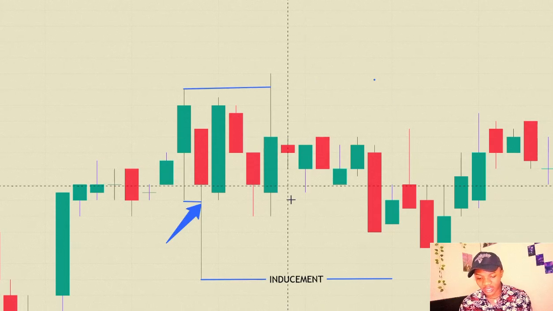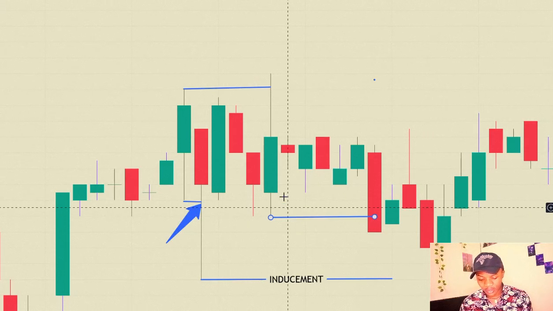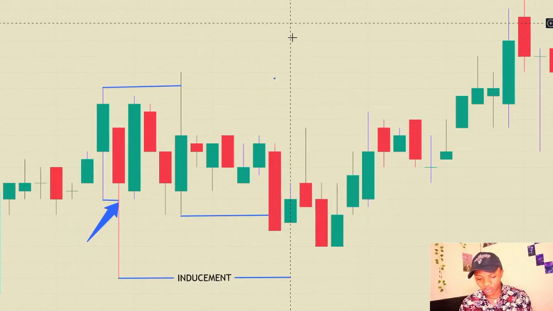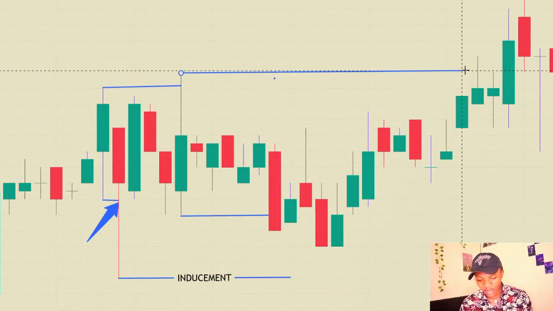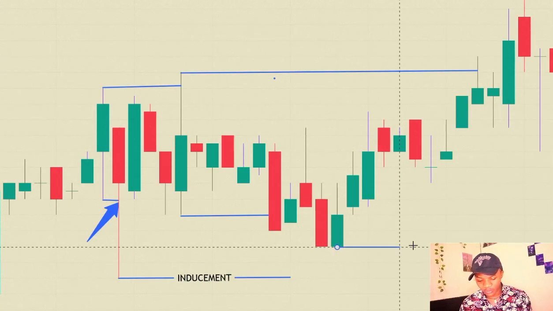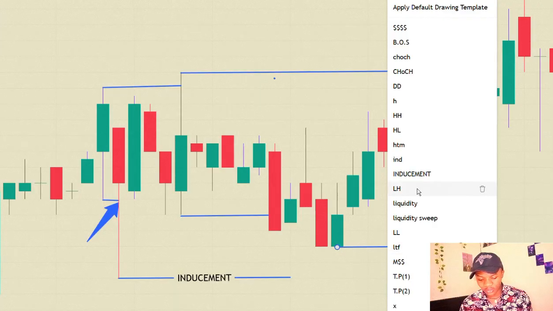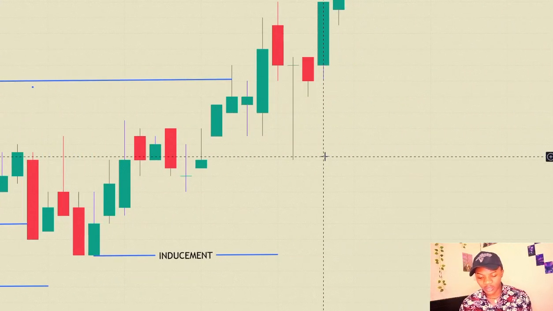So secondly, we are going to mark the grand pair's bottom. This is the grand pair's bottom, and then we are also going to mark the grand pair's top. This is the grand pair's top, and it was swept. And then mark the last selling candle. This is the last selling candle, and it is our inducement. All together, this is how we mark inducement.